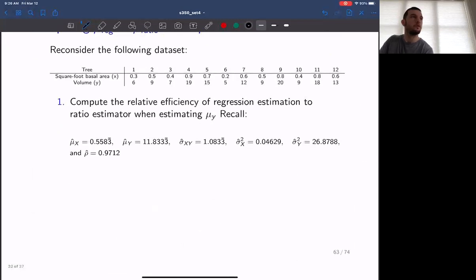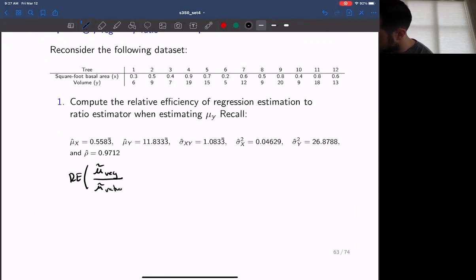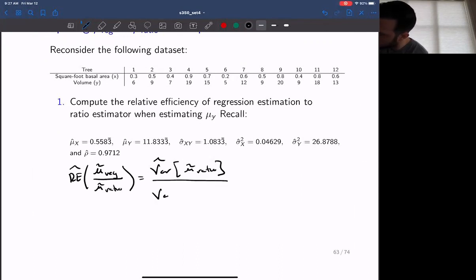All right, so as an example here, we should be able to show that the relative efficiency of mu tilde regression to mu tilde ratio, which is equal to the variance of mu tilde ratio, divided by the variance of mu tilde regression.